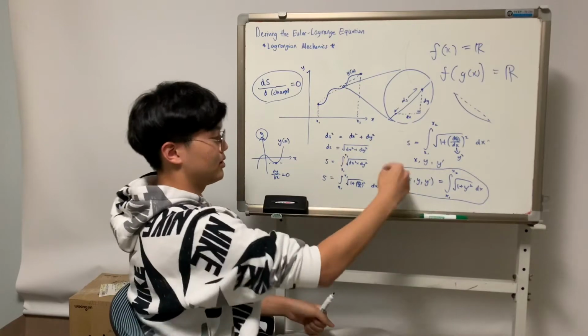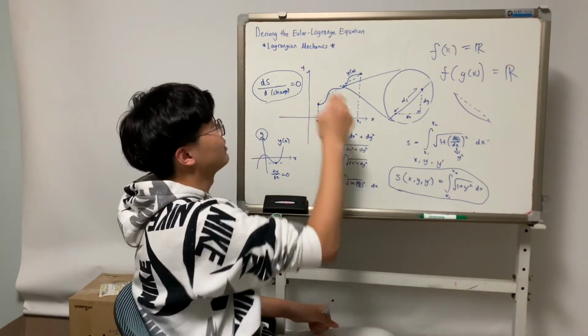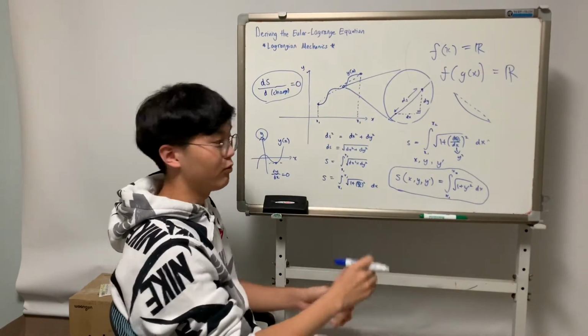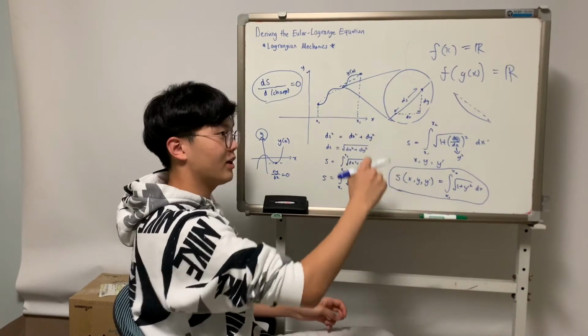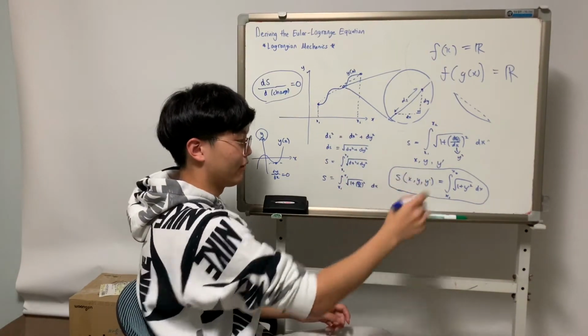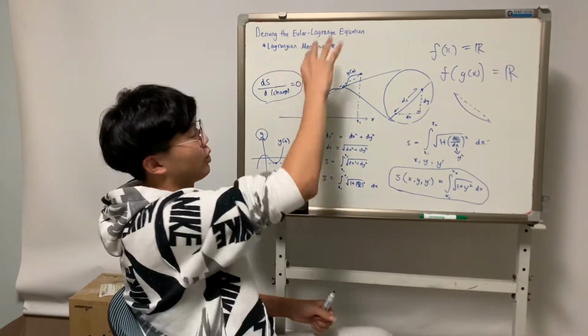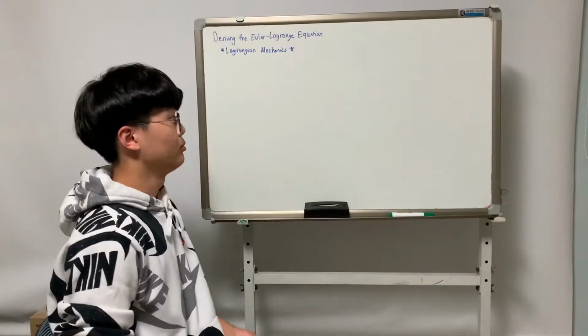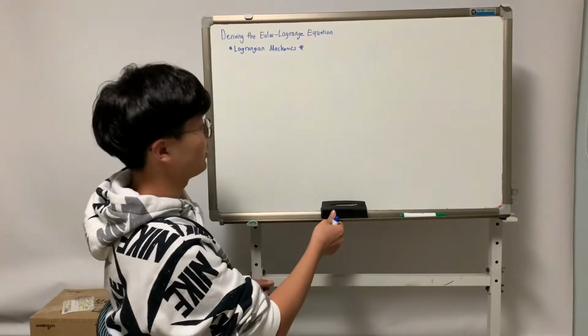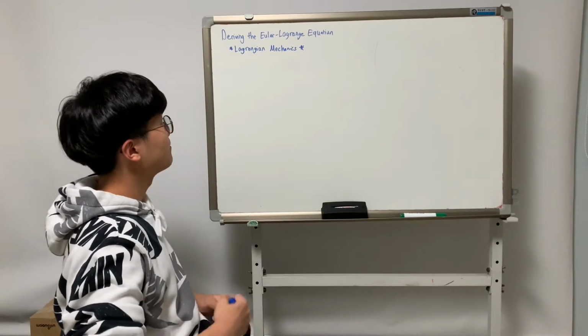Today we're going to use this concept over here to derive the Euler-Lagrange equation. We're going to use the concept of calculus of variations to derive the Euler-Lagrange equation. All right, so moving on to the Euler-Lagrange equation.